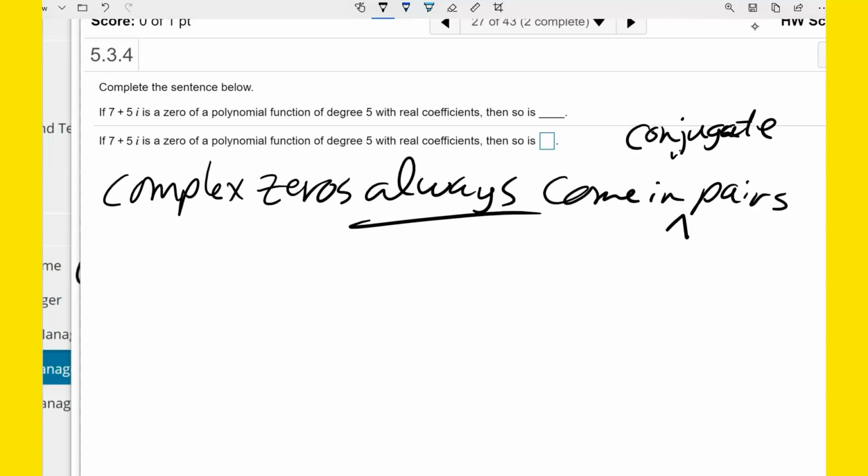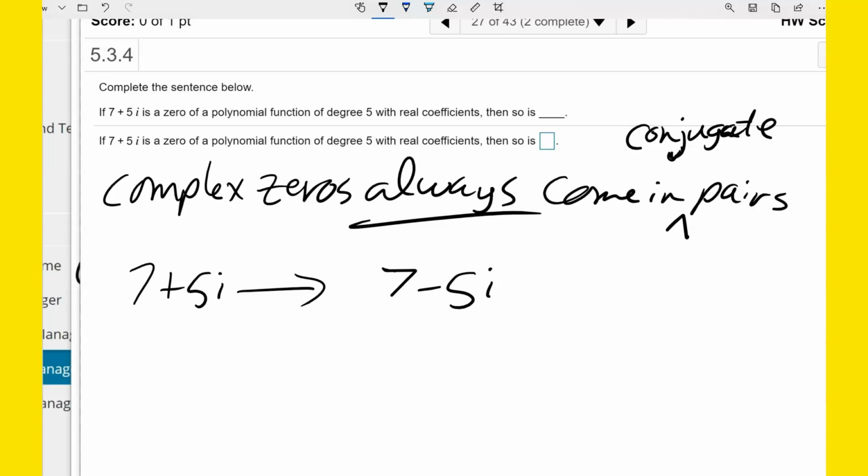What do I mean by conjugate pairs? I think we had a unit where we learned what conjugate means. Conjugate is when you just change the sign of the imaginary part. So if 7 plus 5i is one of the zeros, then that means that 7 minus 5i is also one of the zeros. They always come in conjugate pairs. They never come as a single entity. They always come as a pair. Complex, aka imaginary zeros, always come that way.